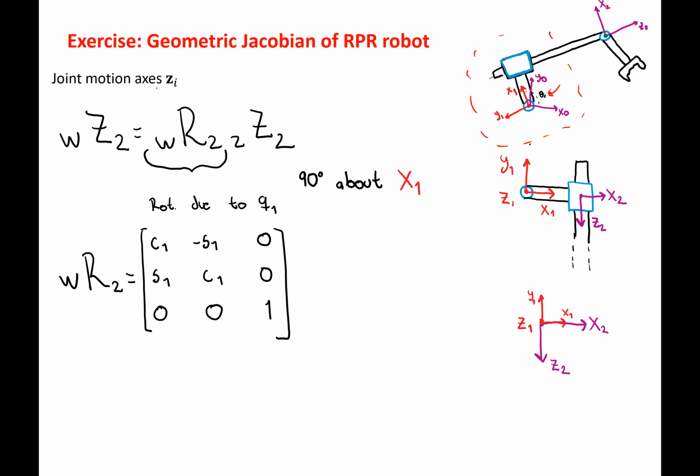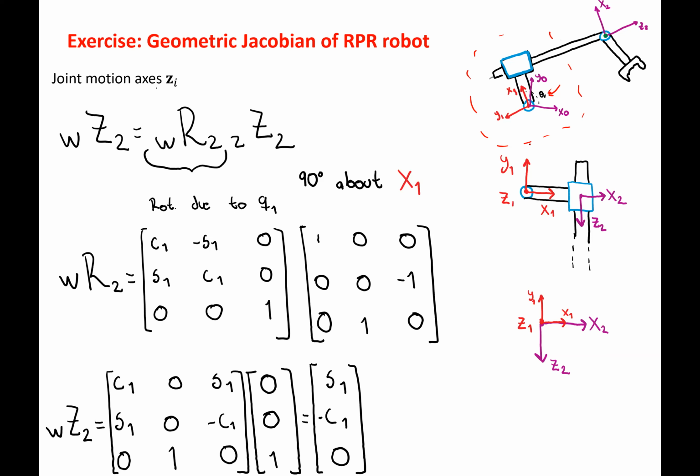90 degrees around the x1. Yes. So that's basically the thing, and it's a constant rotation, so that corresponds to this matrix, right? It's just a matrix of zeros. Sorry, 1 0 0, 0 0 minus 1, 0 1 0. Okay, and the result of the multiplication, if we substitute this rotation matrix, we get this vector.